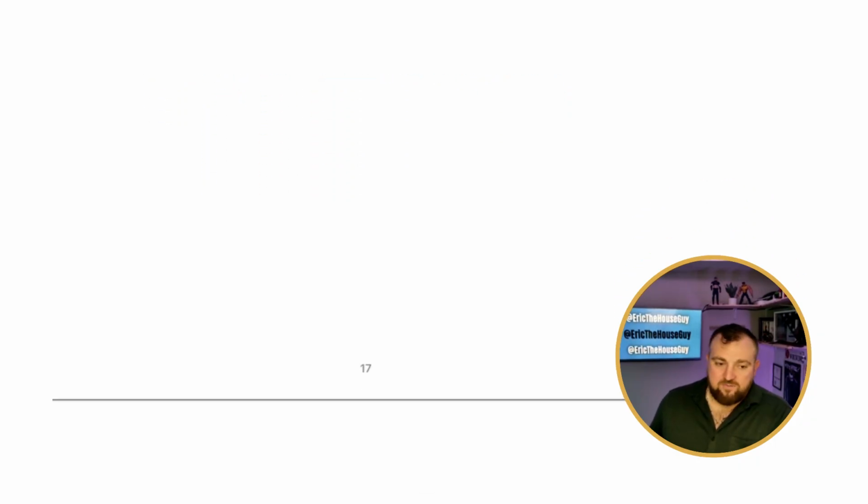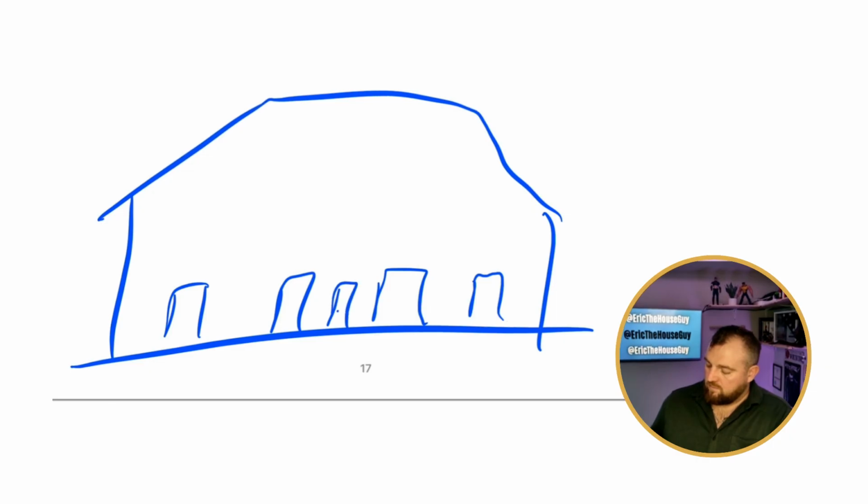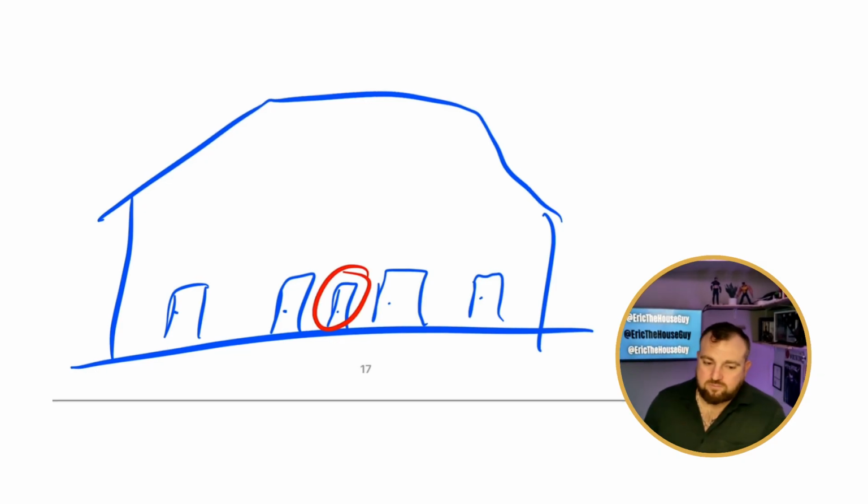Once you make it outside of 4 doors, and now you have 5 doors, because of this door right here, you're now going to have to get a commercial loan. The majority of conventional lenders do not lend on commercial properties, and they'll consider that to be 5 or more doors.